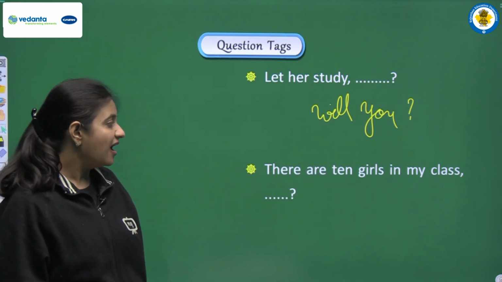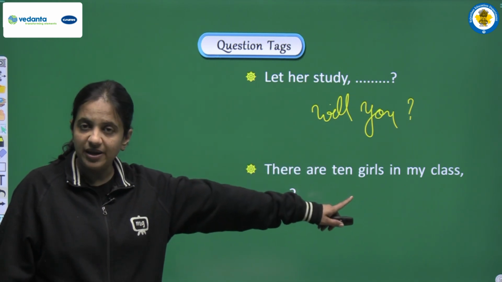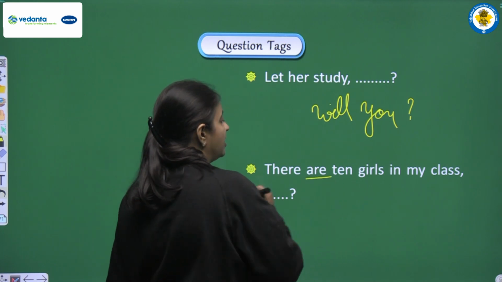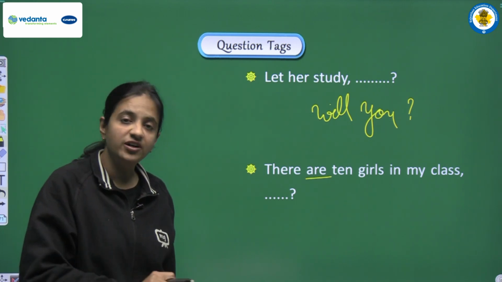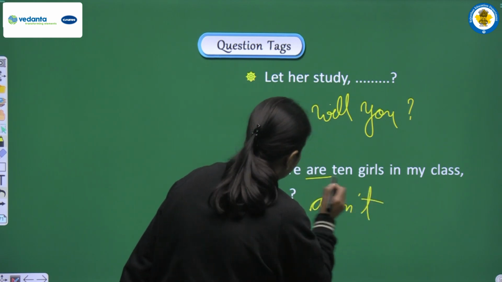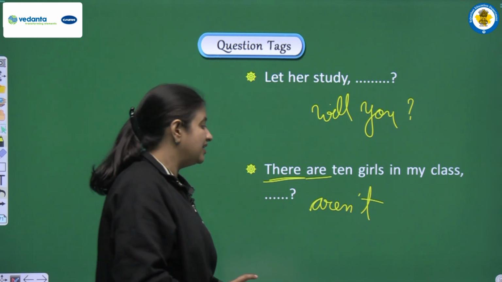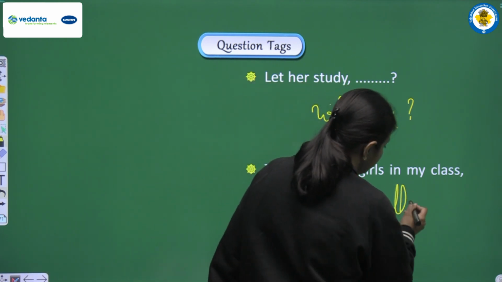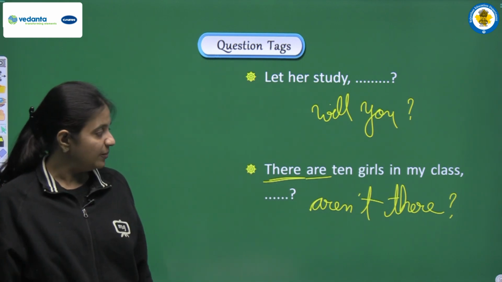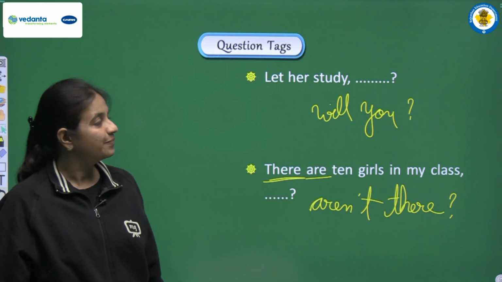Next is there are 10 girls in my class. So we are having a positive statement here. So question tag, it will be negative one. Now let's see, we are having are. So are plus not, it will be aren't. And we are having there in the beginning. So we have discussed this thing also in our rules, that if we are having there, we will write there here in the question tag. So the complete sentence will be there are 10 girls in my class, aren't there.